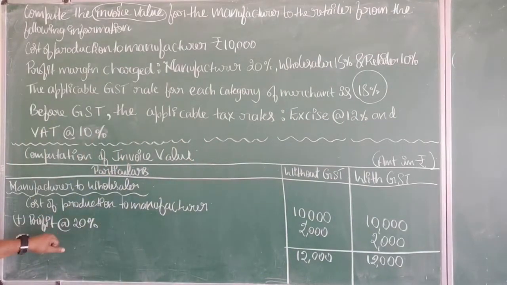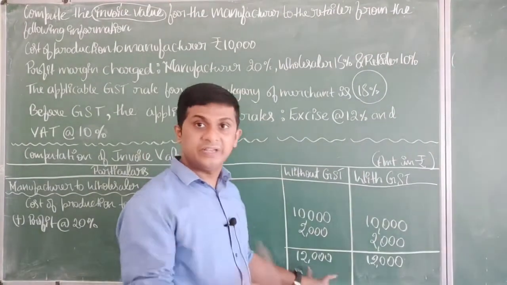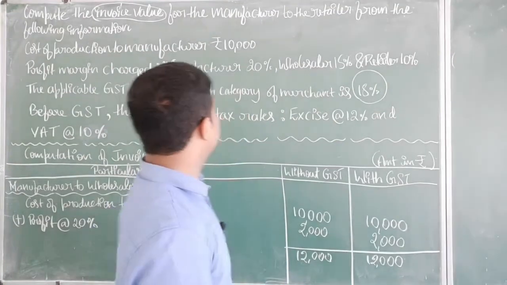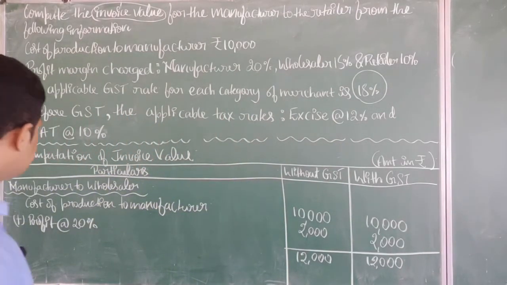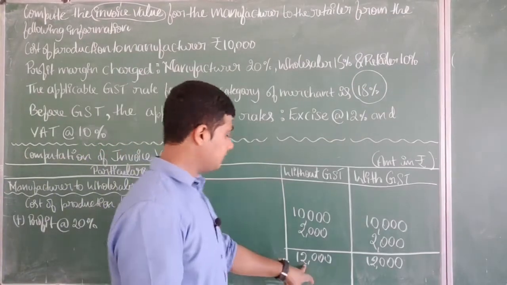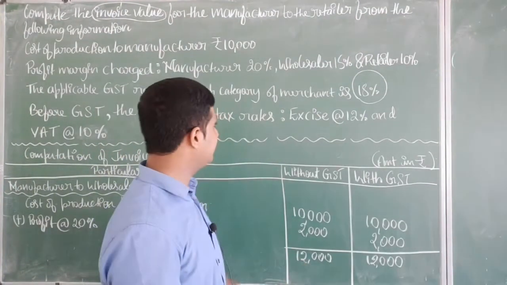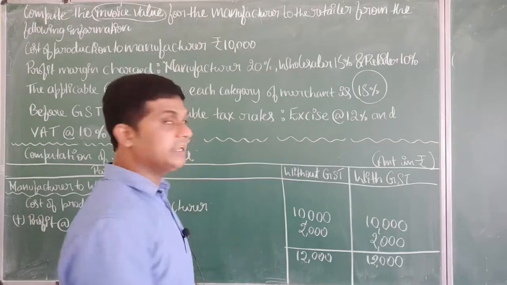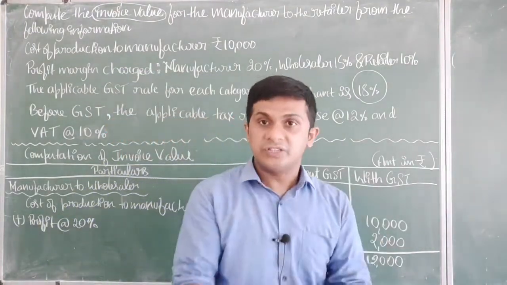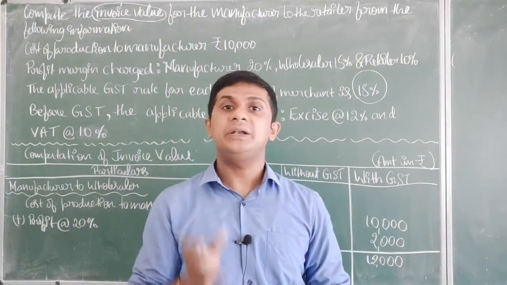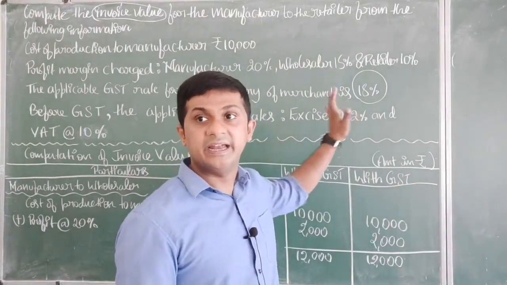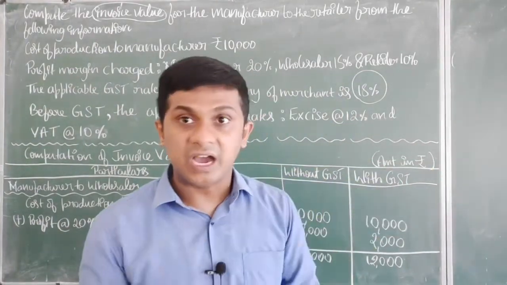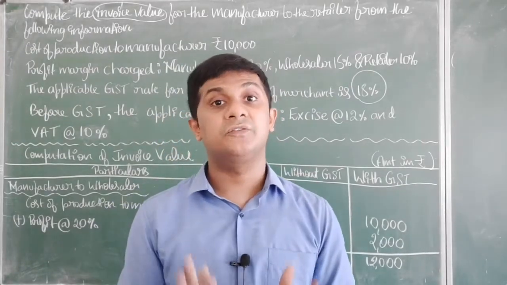Then, so this is the value including profit. So now we have to see what are the taxes that are applicable. Since this is the manufactured value of the product including profit, on this value, before the introduction of GST, government used to charge a tax which is called excise duty at 12%. So we have to charge this on the manufactured value of the goods.